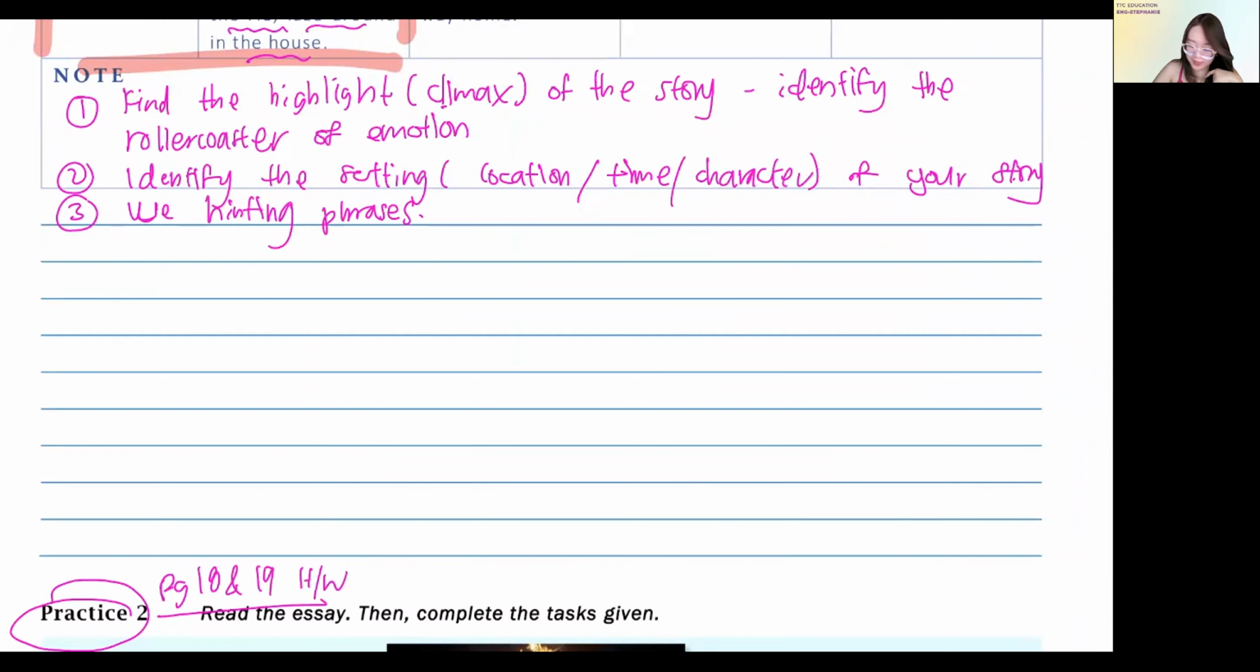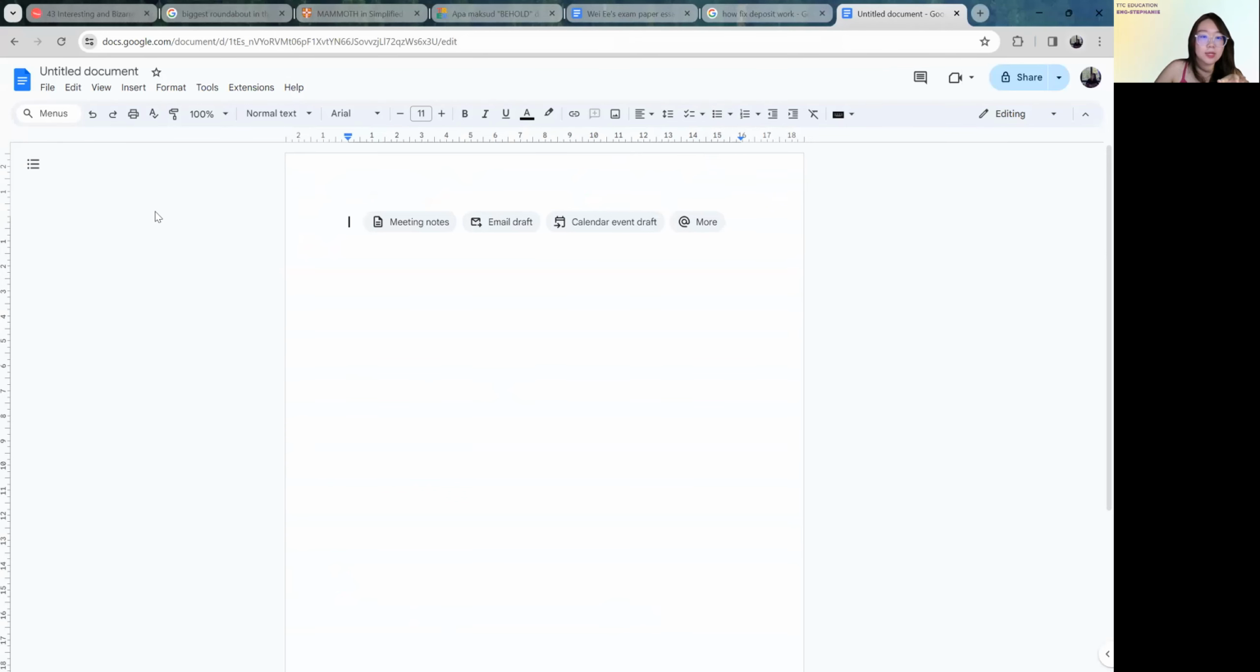A moment, it's not coming out. Let me type it out for you again. Okay, can you see my untitled document instead? Let me just type it out for you because the app on my iPad is having some problem here.